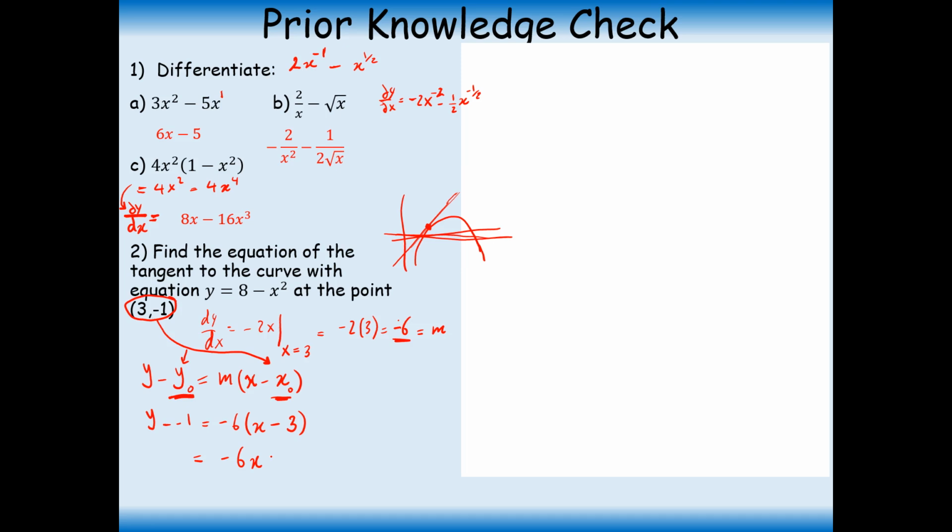Negative 6 times 3 is a positive 18, and I know that there is a plus 1 on the left hand side, so when I bring it to the right, it will be a negative 1. So the final equation should read as negative 6x plus 17.